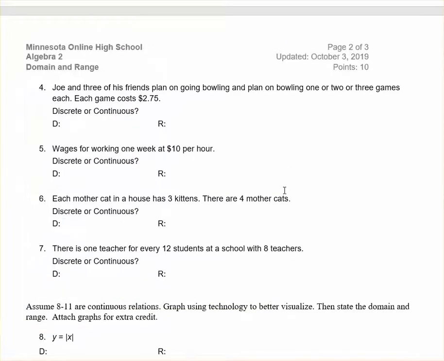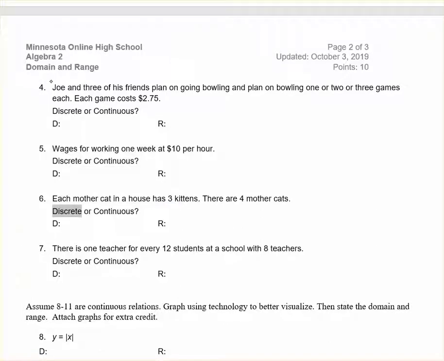Now, in the problems on this page, it's a little bit more to think about. Let's look at number 6. Each mother cat in a house has 3 kittens. There are 4 mother cats. Is this a discrete or a continuous function? Well, first you might want to think about what the question might be asking if they went one more step, and it's probably going to be something like how many kittens are there in total. These are kittens. You can't have fractional parts of kittens, so you would say that this is discrete.